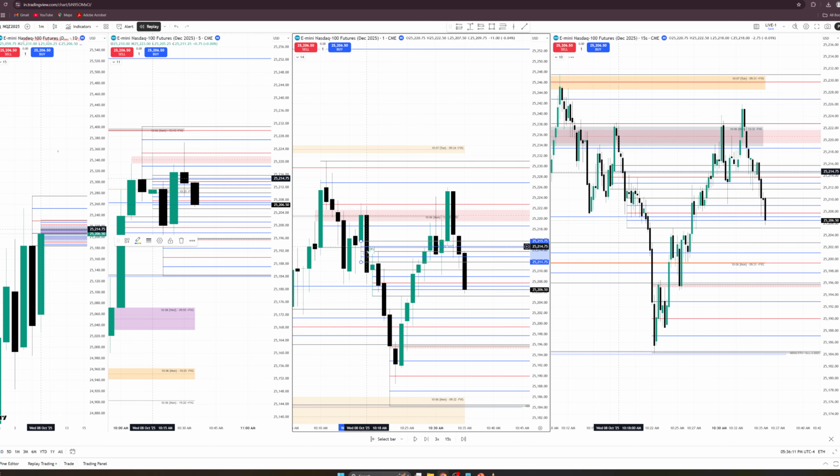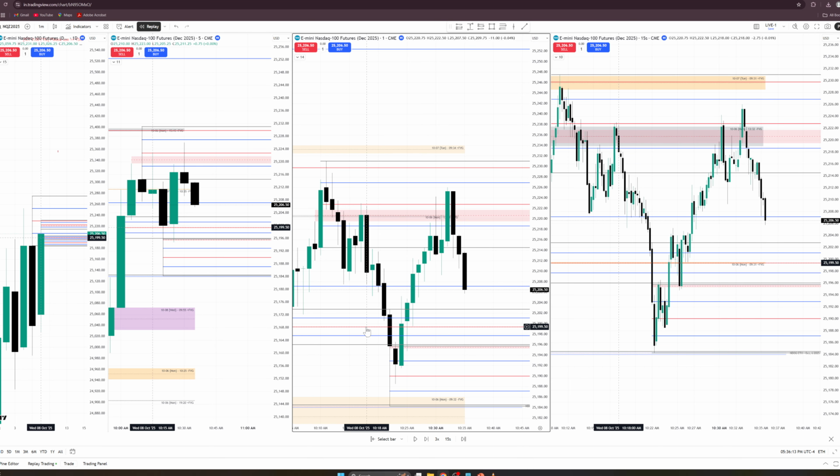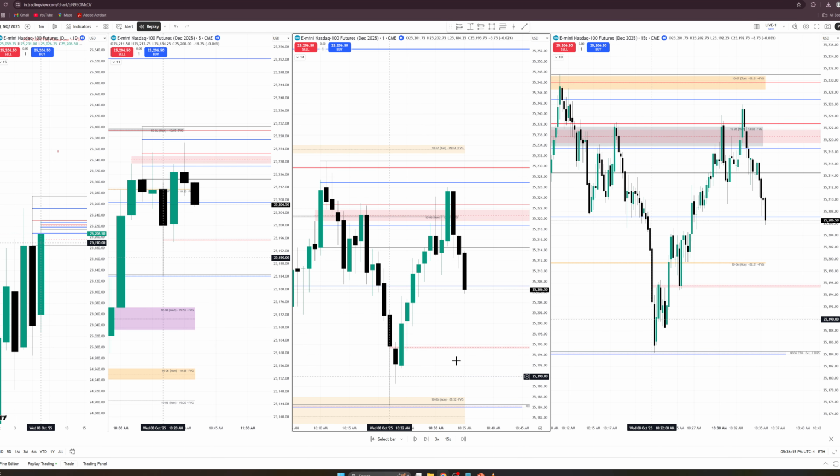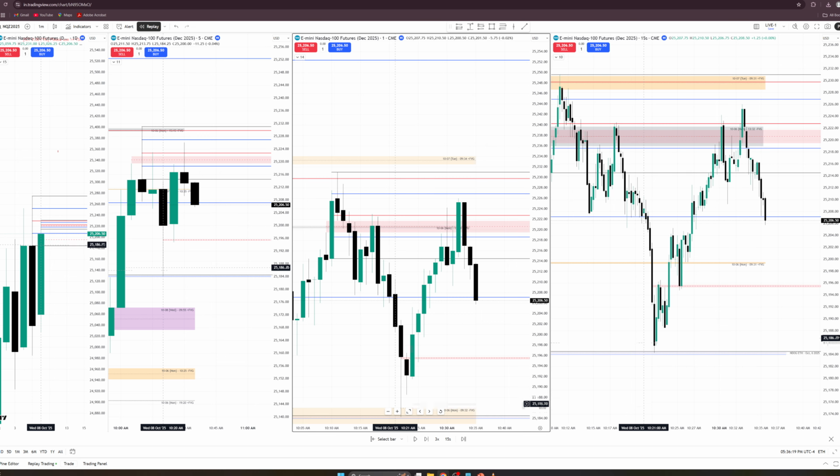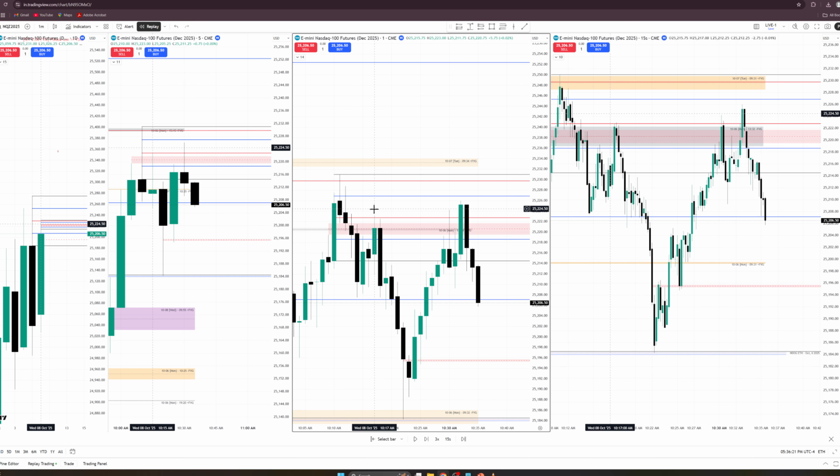Now I'll remove all these things. These are too much. It will be a confusion again. So now when market again came back up, you can see price on the 5-minute chart, again it closed below this premium wick midpoint.